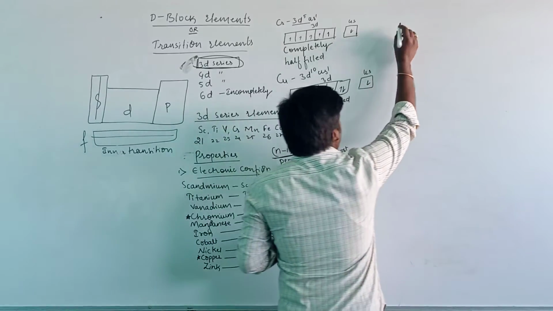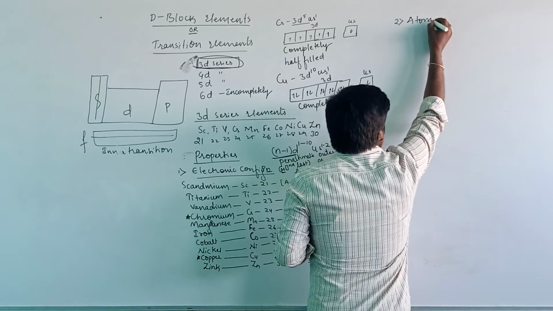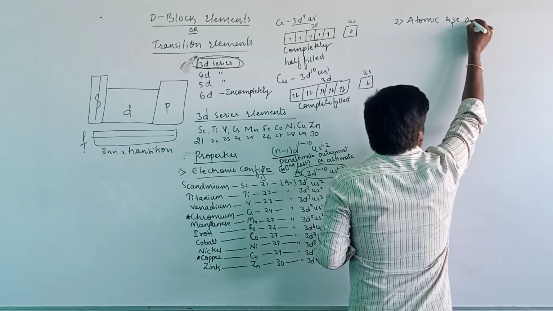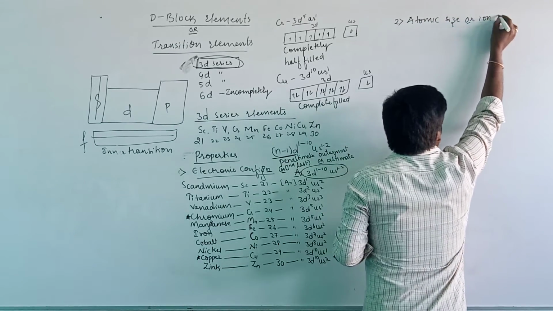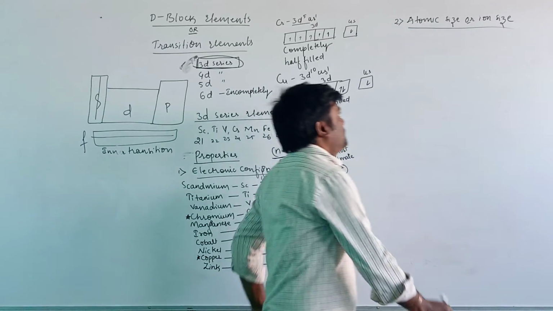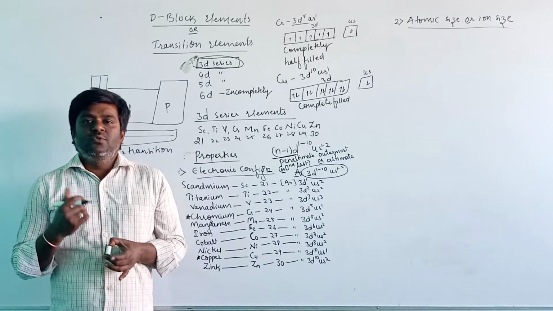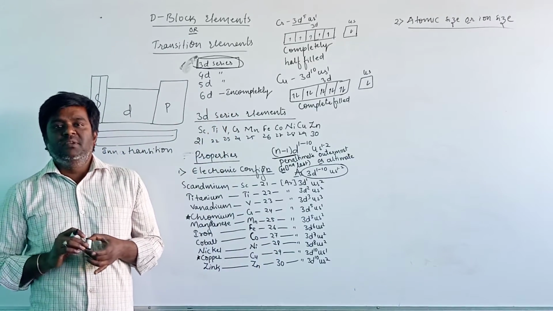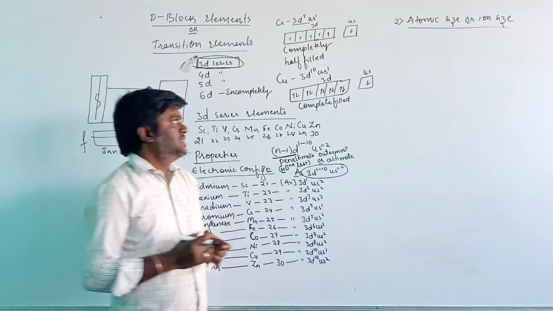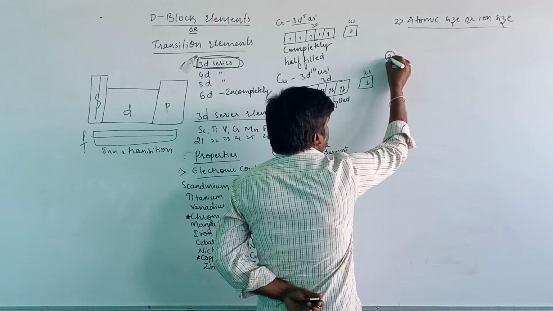And let us see the second property, atomic size or ionic size. Generally, we know that from left to right the atomic size decreases, and down the group the atomic size increases. Then consider scandium, atomic number 21.